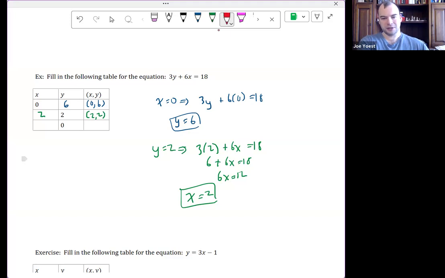And then when y equals 0, 3 times 0 plus 6x equals 18. Or that's just 6x equals 18, or that's x equals 3. So 3 comma 0 would be the associated ordered pair.